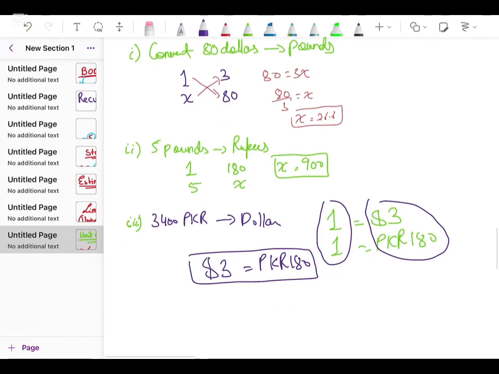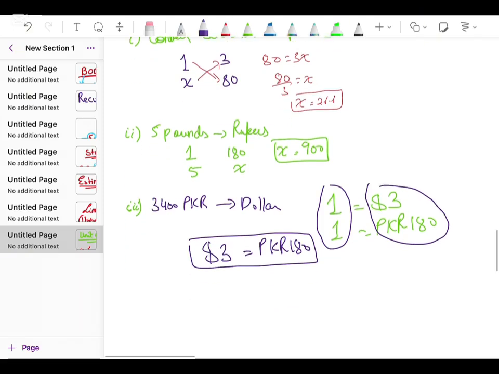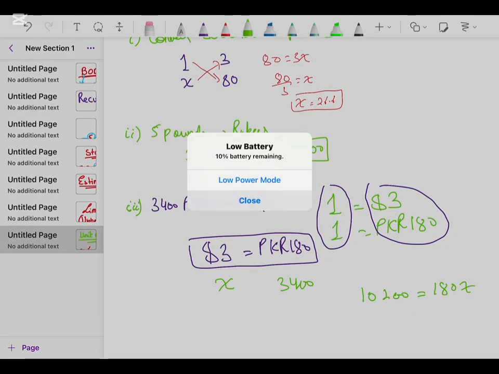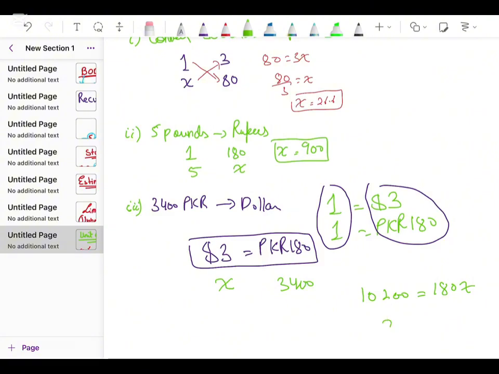The question is 3400 PKR to dollar. So the rate we have is $3 equal to 180 PKR. That's what we have right now. And the question is, I will write 3400 here, and we don't know the value of dollar. So what we need to do, cross multiply. 3400 multiplied by 3 is 10,200, and it will become 180x. So now 180 goes to the other side and we divide. So the value of x will be 56.6 dollars. So this will be our final answer.